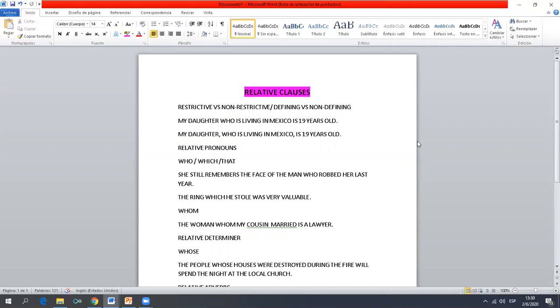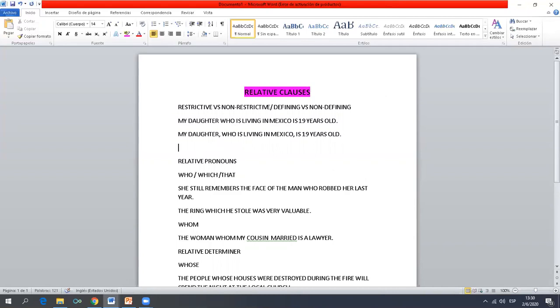Okay, this is a very important distinction. Have a look at the two sentences you have here. The first one reads, my daughter who is living in Mexico is 19 years old. The other one, my daughter, who is living in Mexico, is 19 years old. They look alike, I agree, but they are quite different in terms of what they mean. Relative clauses may serve different purposes.